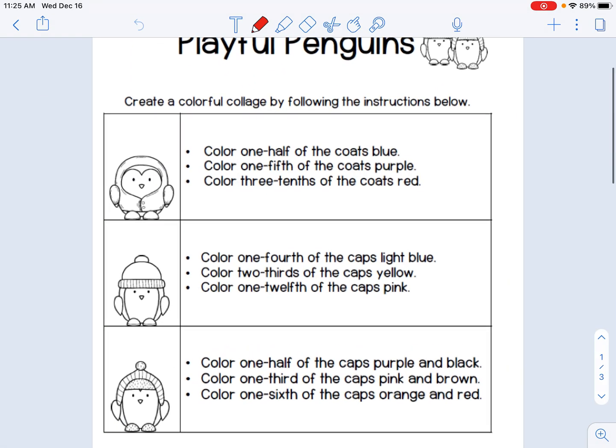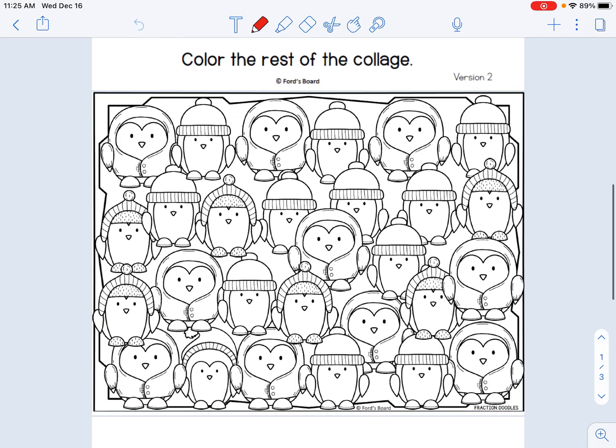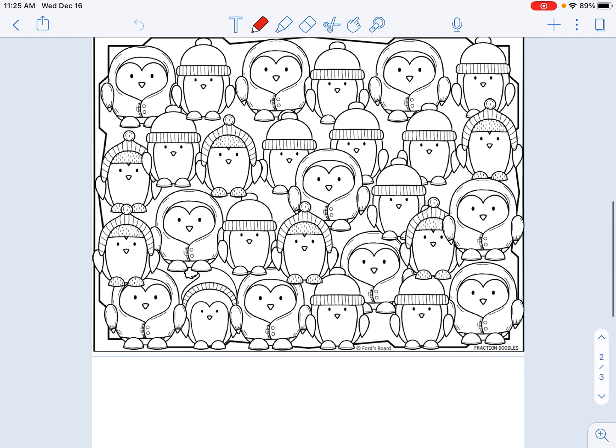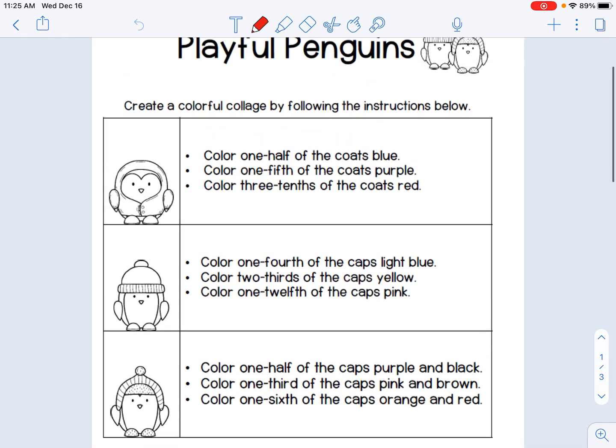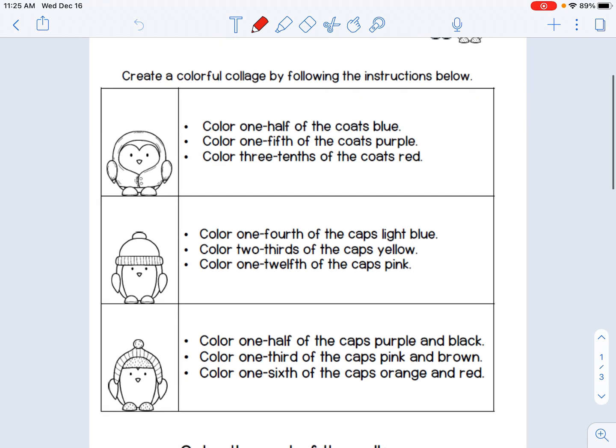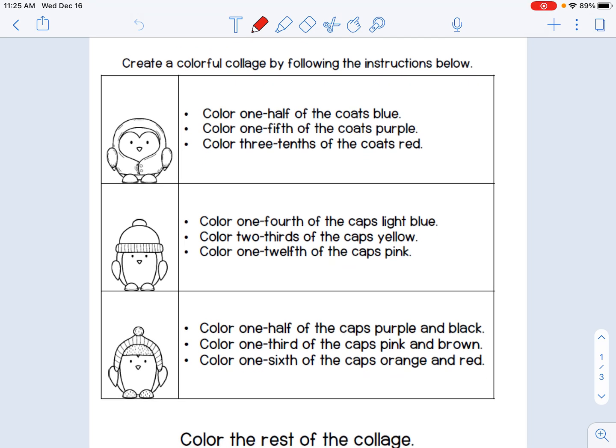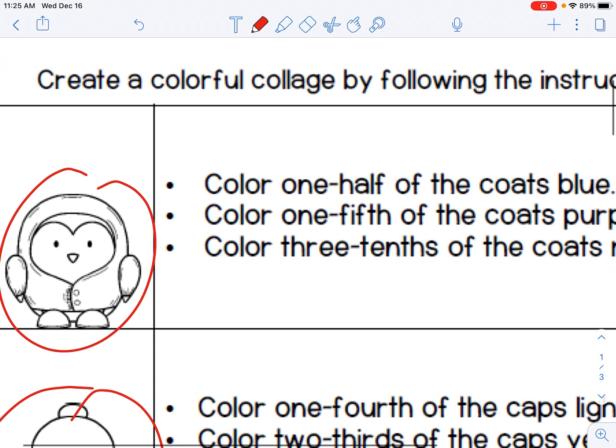Today we're going to talk about our Playful Penguin coloring sheet. This first page is all the directions, and then our second page is a whole bunch of penguins. We're going to go through one example of them. If you notice in this box, we have 3 different kinds of penguins. We have one with a big coat, one with a big hat and no coat, and then one with a different coat or a different hat and shoes matching the hat as well. What we need to figure out is which ones to color. Let's start with our first example.